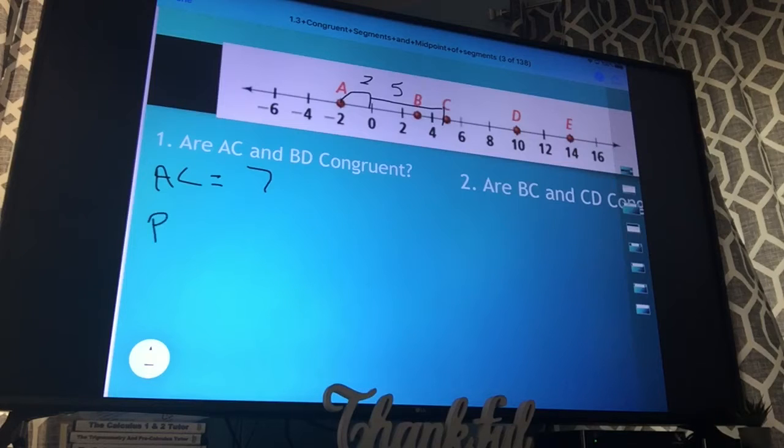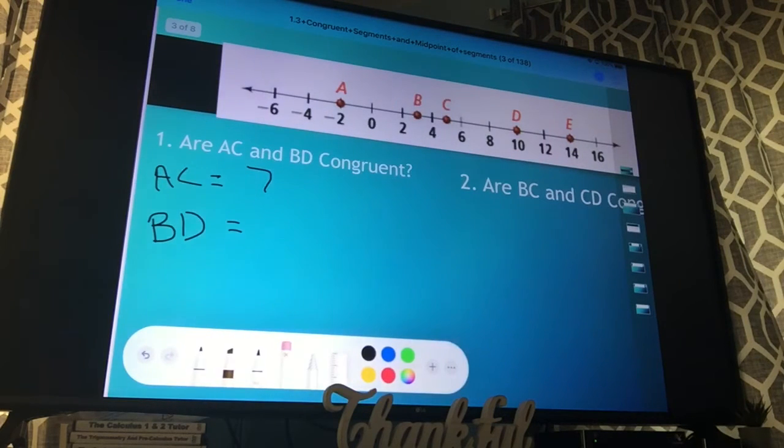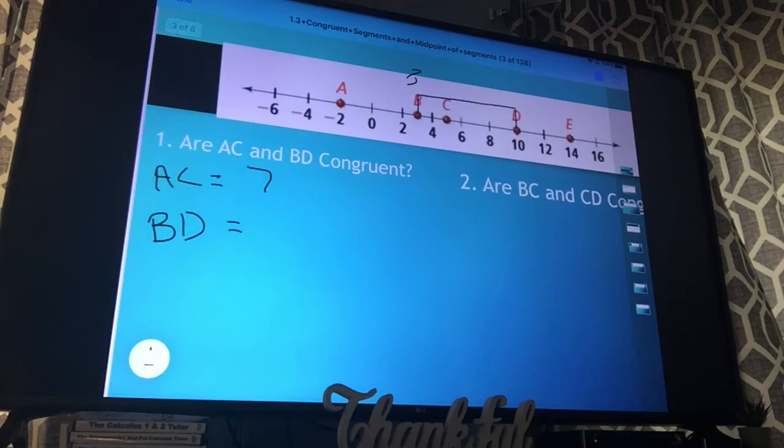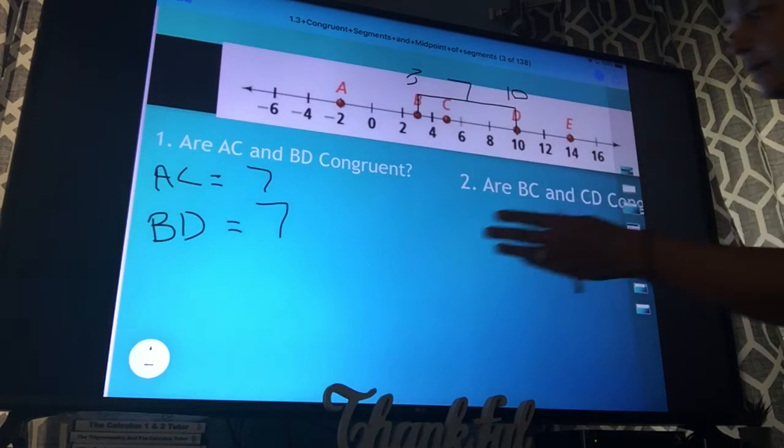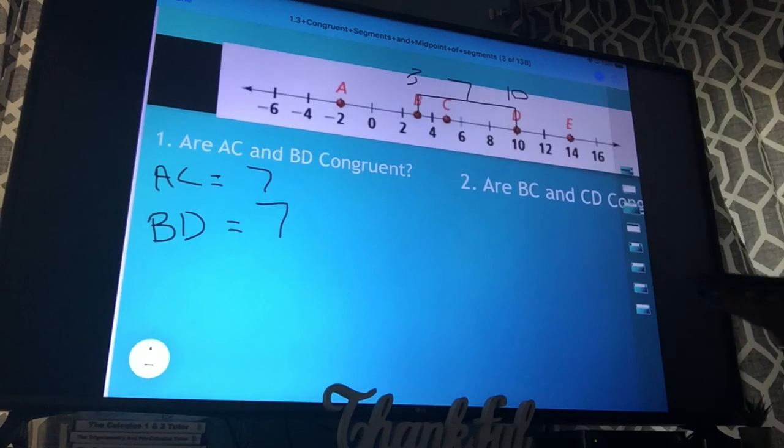And then we need to look at BD. Let me erase up here. So BD, our B is at 3, and our D is all the way at 10. So the difference between them would be 7. So BD is 7. So are they congruent? Are they the same? This is where congruent and equals gets tricky, because are they equal? It's fair to say that the numbers are. So now you may write yes. Do not write me just yes or no.